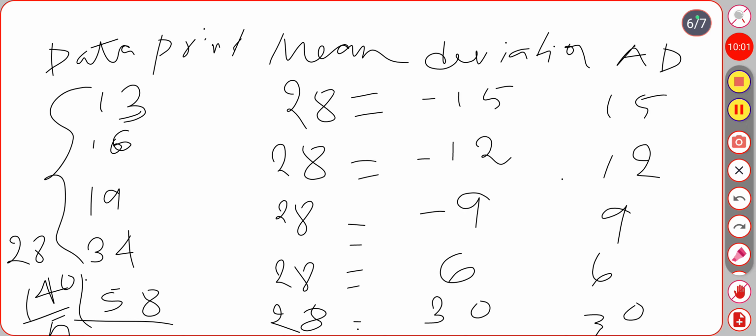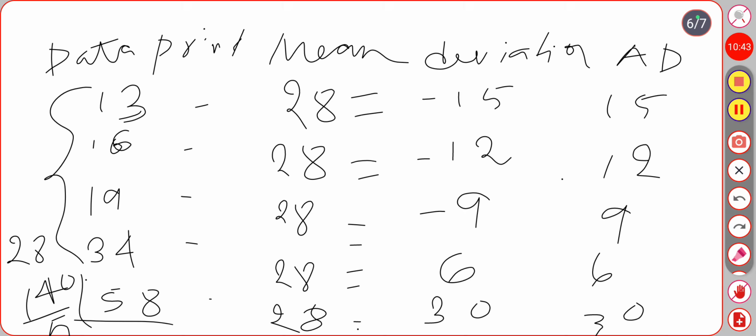Deviation just means subtracting the mean value from each data point. Then we get minus 15, minus 12, minus 9, 6 and 30. Then we use the mod to get the absolute value, which means 15, and minus 12 means 12, minus 9 means 9, 6 and 30.